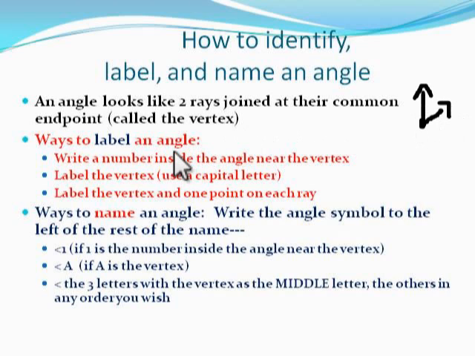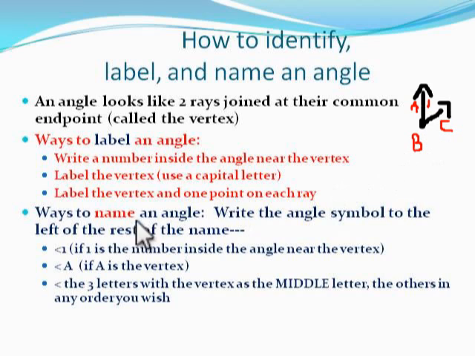The ways to label an angle, there's more than one. We could write a number inside the angle near the vertex. So, for example, we could put a little 1 in here. That would be angle 1. Or we could label the vertex with a capital letter, let's say B. Or, and this is probably the most common way, to actually name a point on each ray and the vertex.